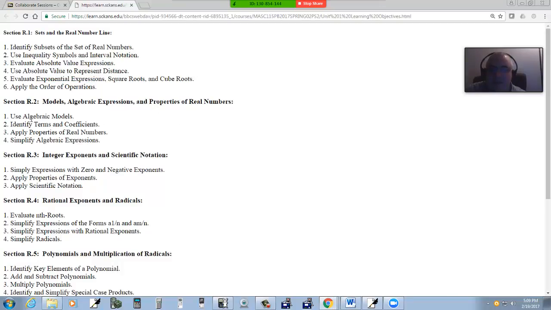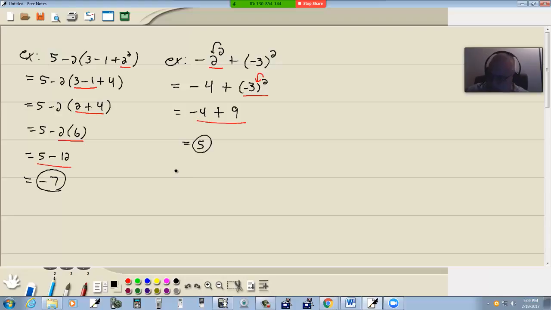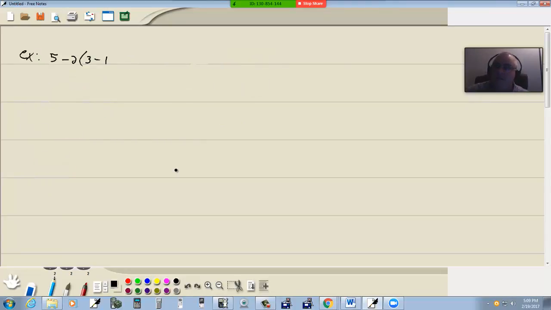Now we get down to here. There's algebraic models, identify terms and coefficients, apply properties. We're specifically going to look at simplifying algebraic expressions. So I'm going to clear this off. And let's say I had this algebraic expression, 5x squared minus 7x plus 2 plus 2x squared minus 3x minus 8.